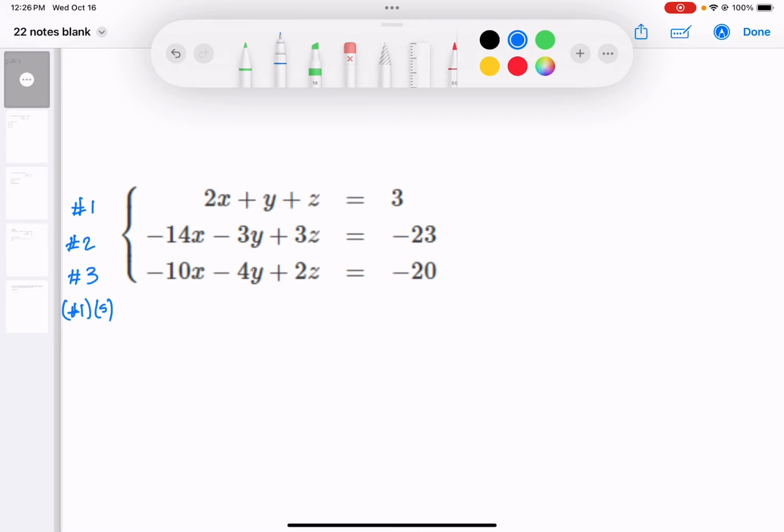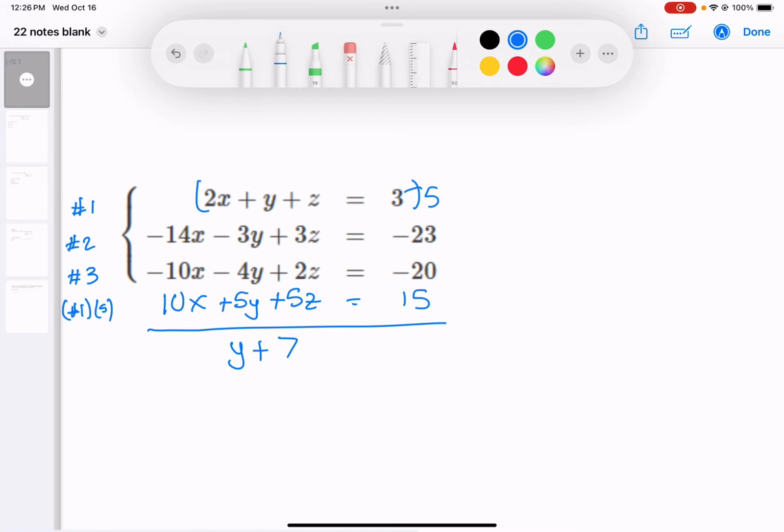So what that looks like is if I took this whole thing right here and multiplied it by 5, I'm going to distribute this 5 to everything on the inside. And I'll just write that down here. So I've got 10x, and then 5 times the y, which gives me a positive 5y. And then 5 times z, which is a positive 5z. And then lastly, it's going to equal 3 times 5, which is 15. So as I combine those, the x's go away. I'm left with y plus 7z equals negative 5. That's great.